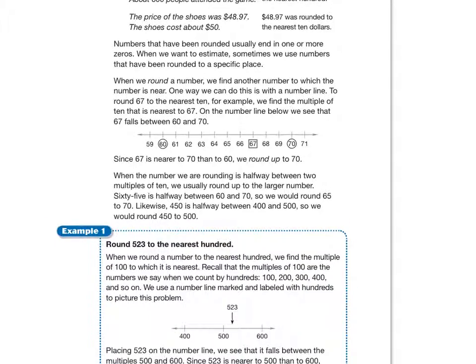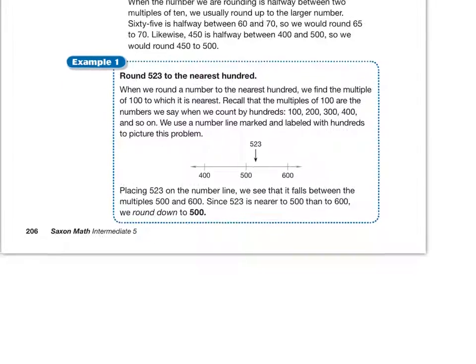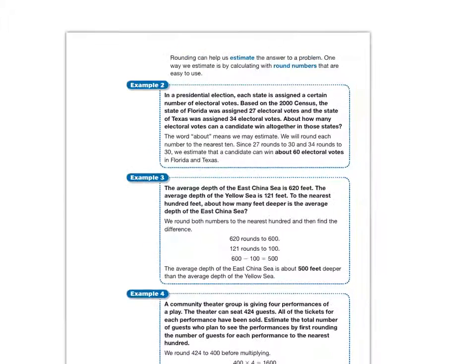So yeah, here we go. We're just talking about rounding. And this is good. Rounding to the nearest 100. Is this closer to 500 or 600? And you can see on the number line it's definitely closer to 500.